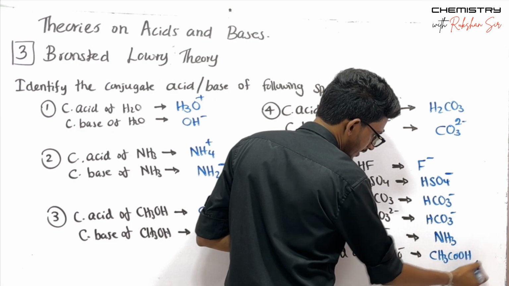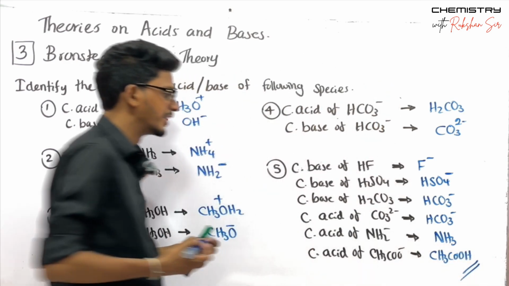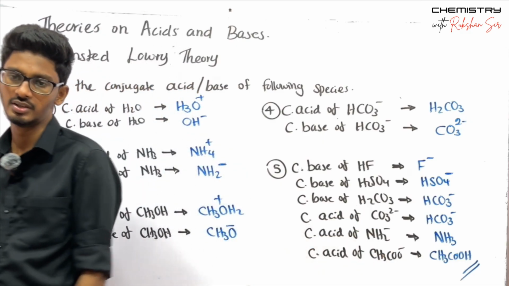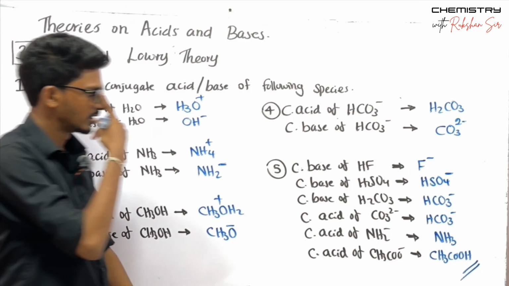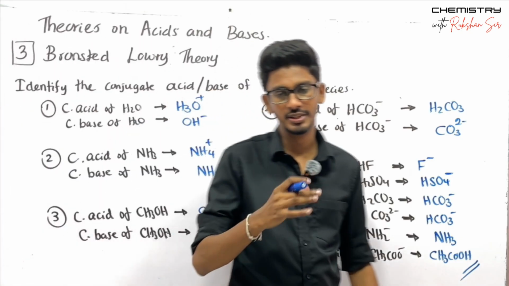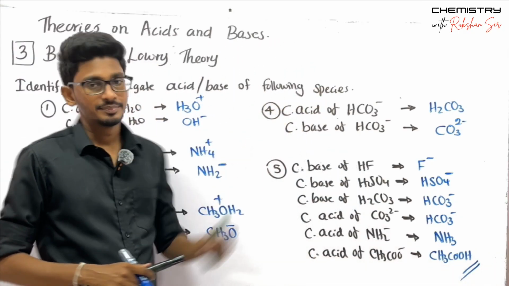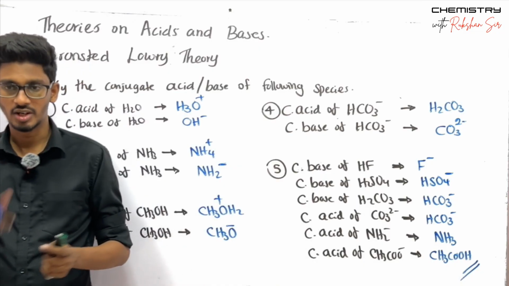Between these pairs, only a difference of just one H plus should appear. This is how we are supposed to write the conjugate pairs if a species is given. Just complete this stuff. If you have any questions, you can ask.